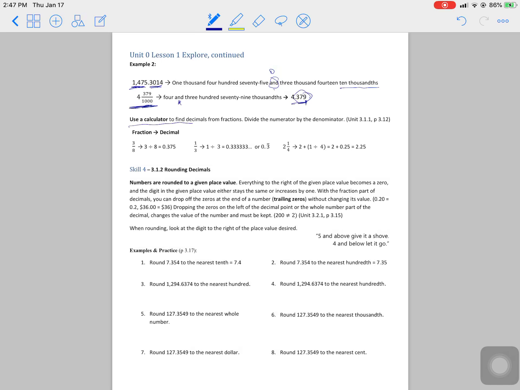And then you can also use your calculator to find these. If you are turning fractions back into decimals, for example, if you have 3 divided by 8, that's how you would say this fraction here. You could say 3/8, but it's also a division problem. Fractions are division problems. It's 3 per 8, so 3 divided by 8.